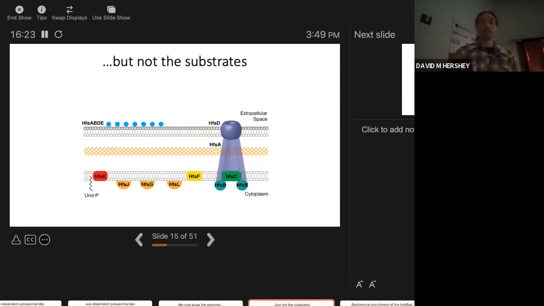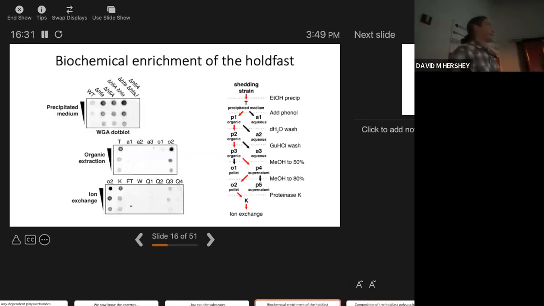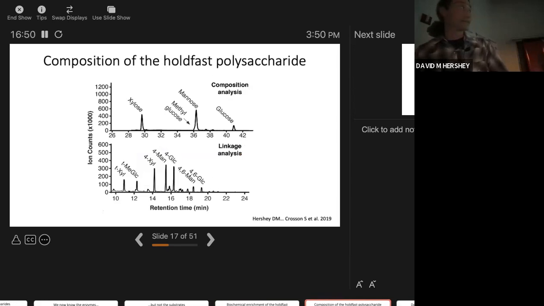And so what I needed to do was find a way to extract the holdfast and analyze its carbohydrate content. On this slide, I'm really not going to go into a ton of detail. This is a biochemical enrichment that I developed for the holdfast. It's based on the fact that we can stain the material with WGA. And so I grew up a ton of Caulobacter and was able to isolate enough material to do carbohydrate analysis. So I want to talk through a little bit of what that analysis looks like.